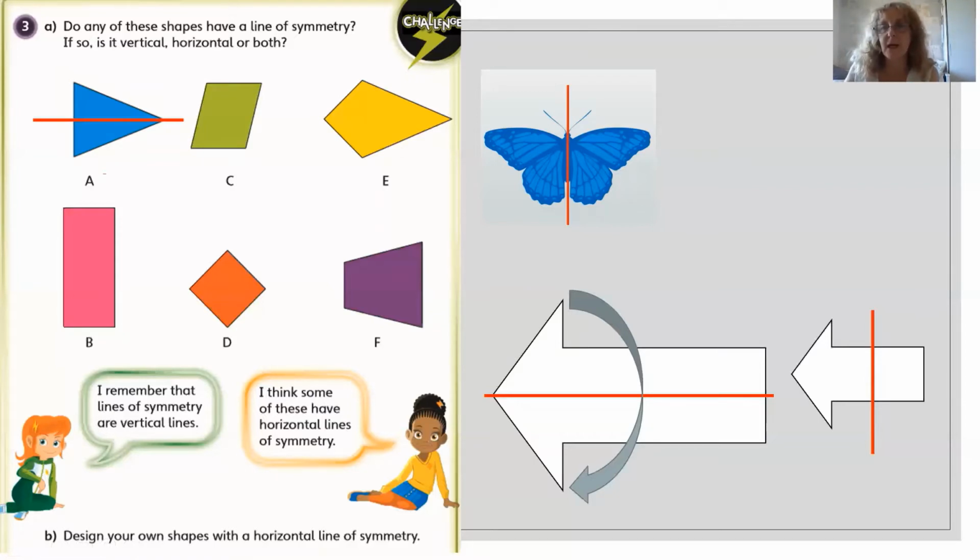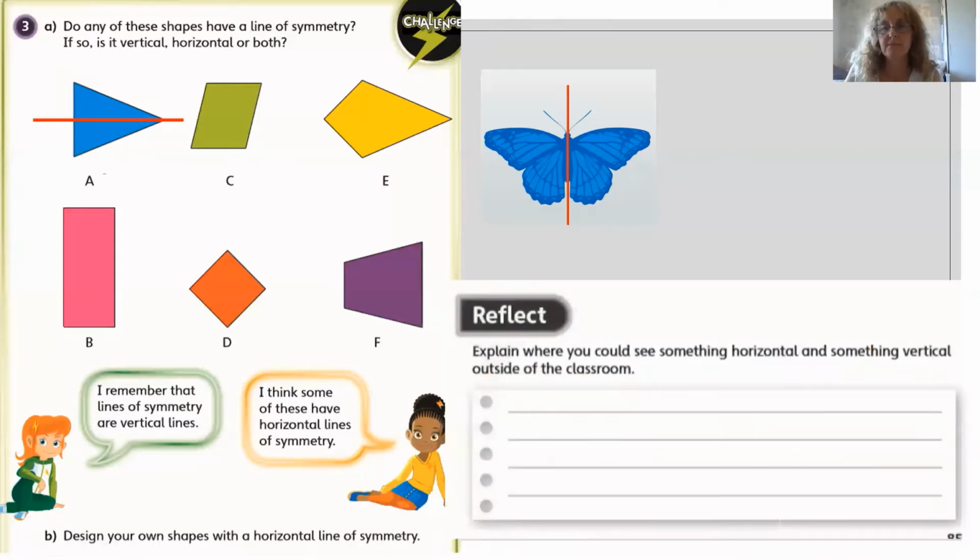I like that idea. Let's look then at our reflect today. Explain where you could see something horizontal and something vertical outside the classroom. Where would you see these lines? And they will be all around, won't they? Explain where you could see them. You might need to use your plumb line to help you, couldn't you?